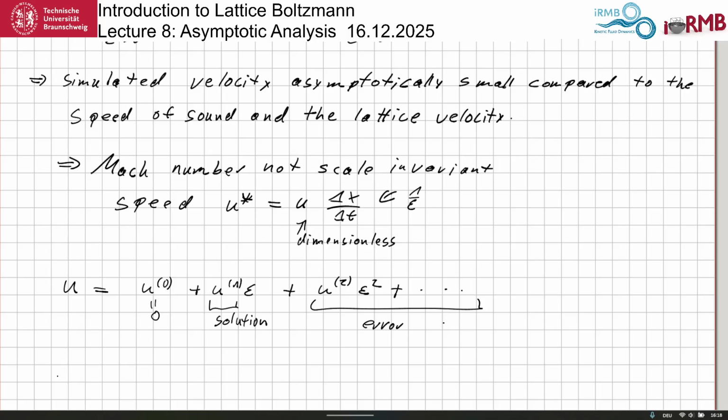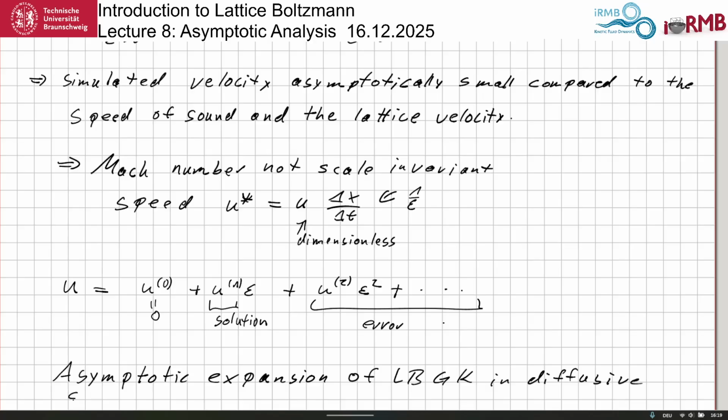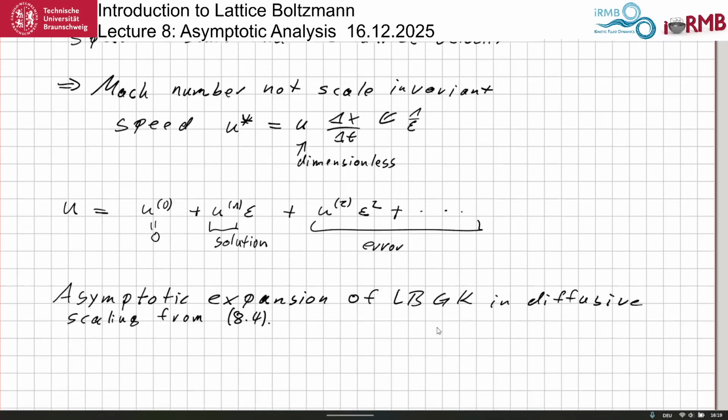So now we are done and can go back to our equation and do an asymptotic expansion of the LBGK in diffusive scaling from equation 8.4. And here I again have to give a message from mathematicians.